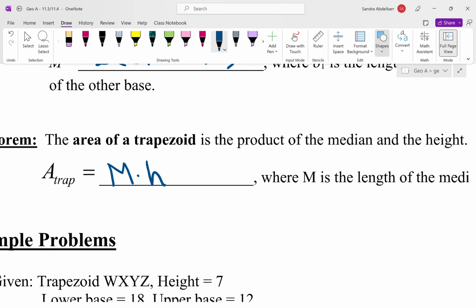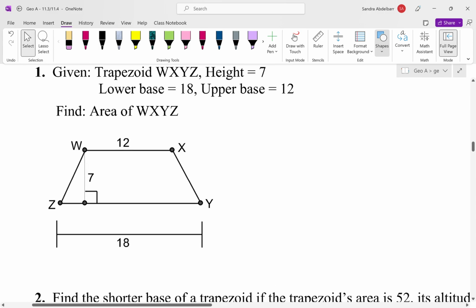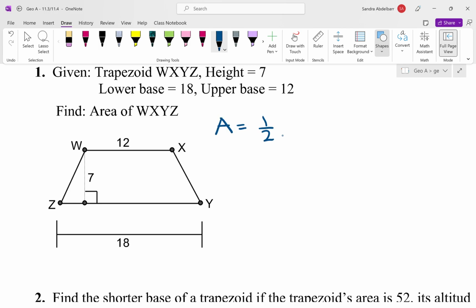All right, let's do some problems. Given trapezoid WXYZ, the height is 7, the lower base is 18, and the upper base is 12. Find the area. Well, we know the formula for area of a trapezoid is going to be half the height, open your parentheses, base 1 plus, not times, plus base 2, close your parentheses. And this problem was really nice. Don't expect me to be this generous on your quiz or test. I've given you the height.